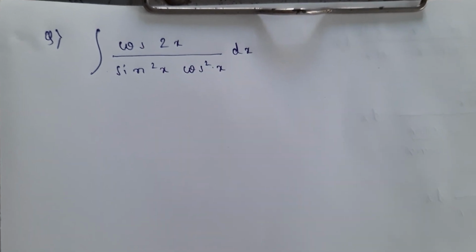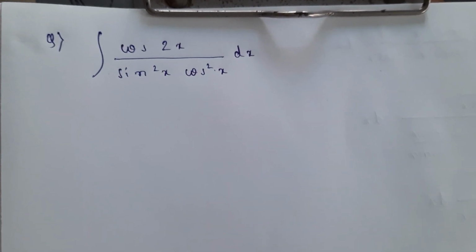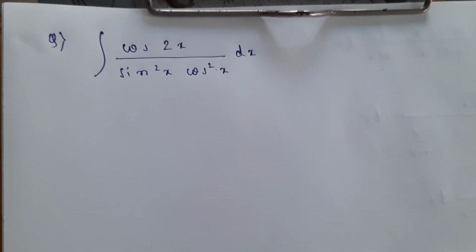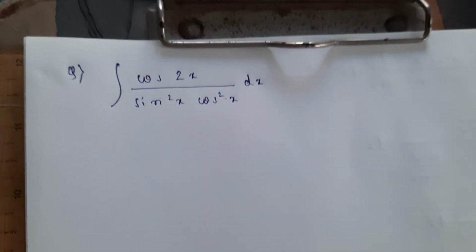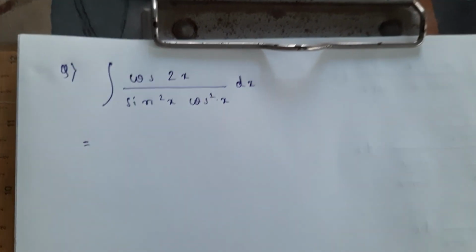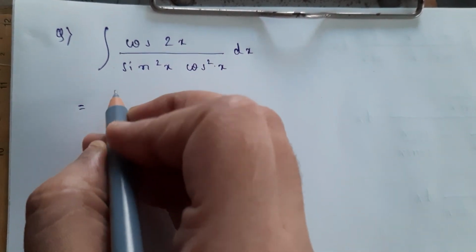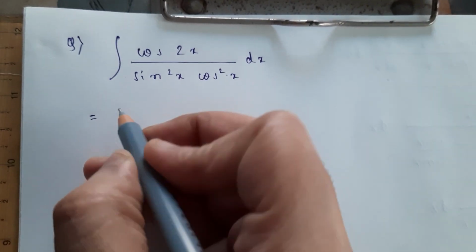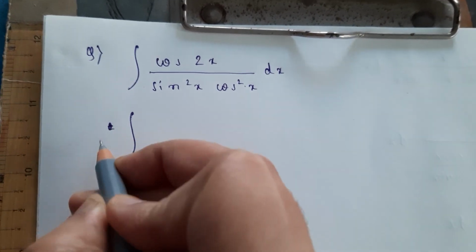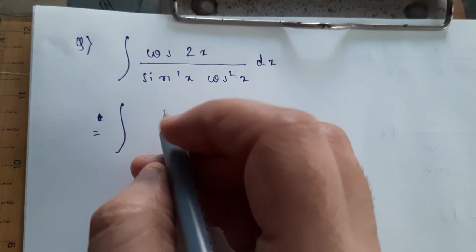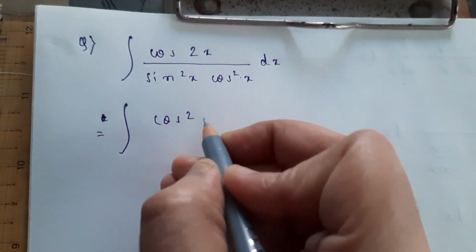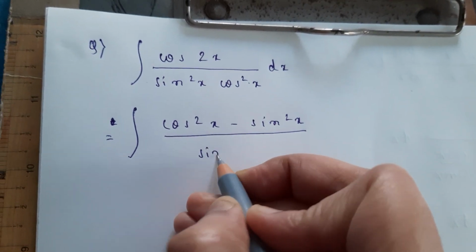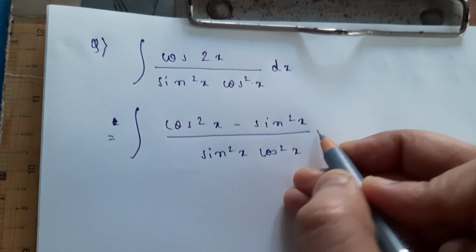In integration, whenever there are such trigonometric functions, you have to be very clear with your trigonometric formulas. There are actually three such formulas of cos 2x. But in this question, only one formula will be applicable, as that will help us break this integration down into its simple format very easily. So here, in place of cos 2x, we can write it as cos square x minus sine square x divided by sine square x cos square x dx.